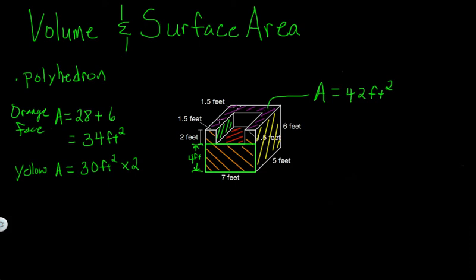We can find the area of the purple. We can find these areas on the inside. We can find the area of the base. It's 5 by 7. And once we get all of those areas and add them all up, then we have what's called the surface area. So volume and surface area are the main two measurements that we're concerned about when we're dealing with 3D solid figures or polyhedrons.